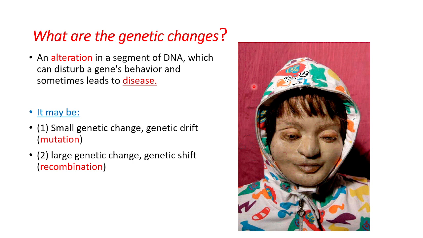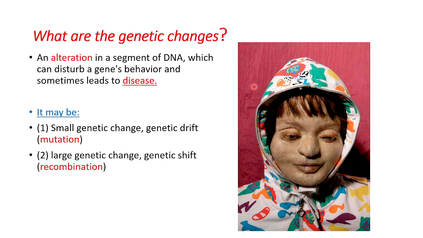These genetic changes can be of two types. One is where the genetic change is very small, and a genetic drift has occurred, a very small genetic change leading to a particular mutation. For example, if you place your hand under UV without gloves, there can be a mutation in your skin cells, and that can actually cause cancer.